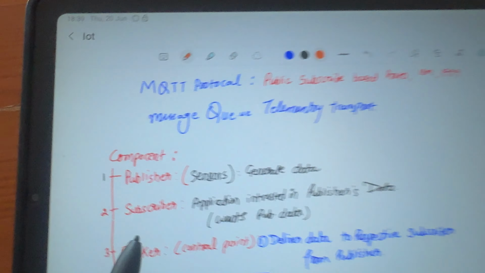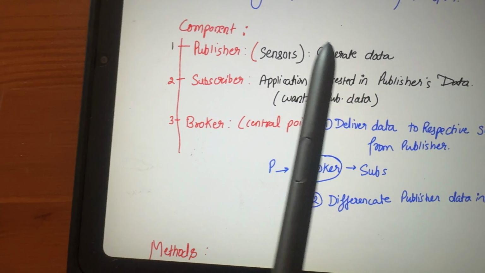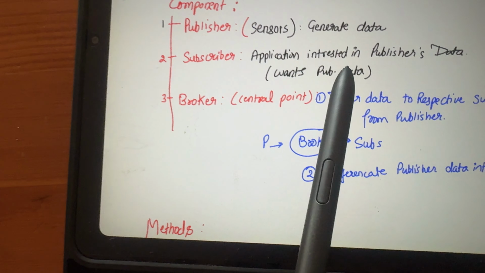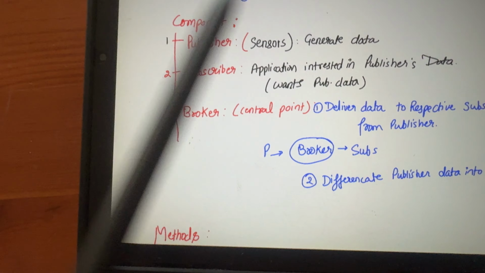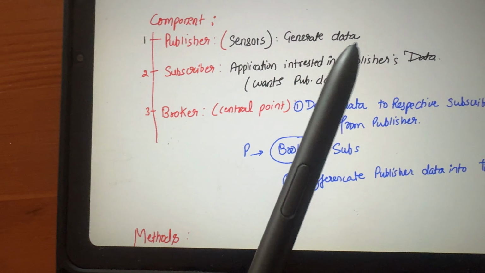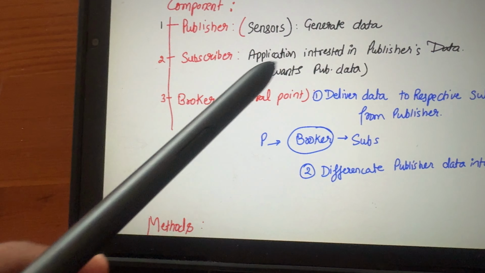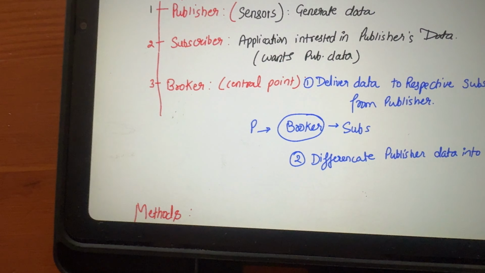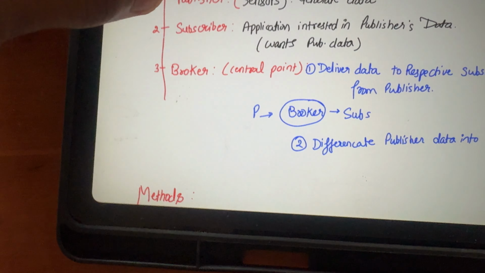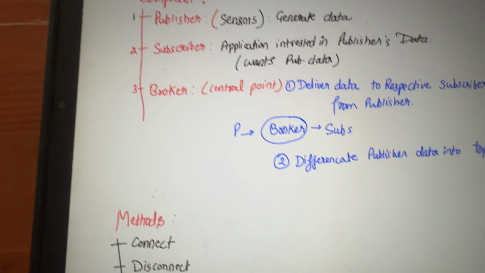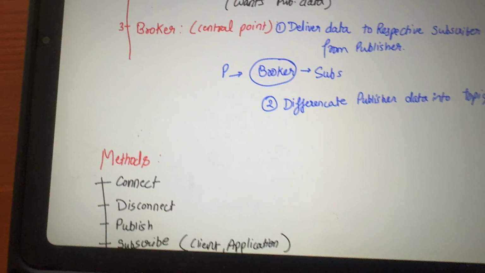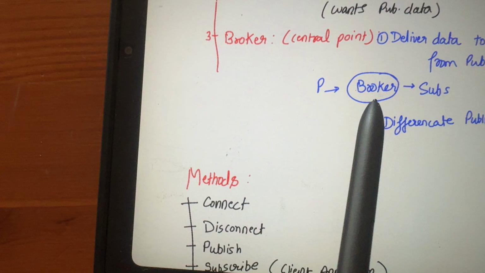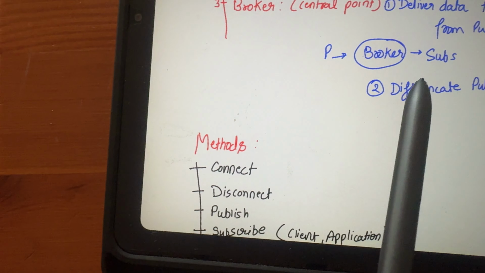So you can see the publisher generates the data, means the sensors. Then the subscribers are the applications that want the data. In our case, we are looking at the data on our website, so we are the subscribers. And the broker is the server which sends the data. What is a server? Basically it is a central point. You can see the publisher, and here is the subscriber, and in between there is an MQTT broker.